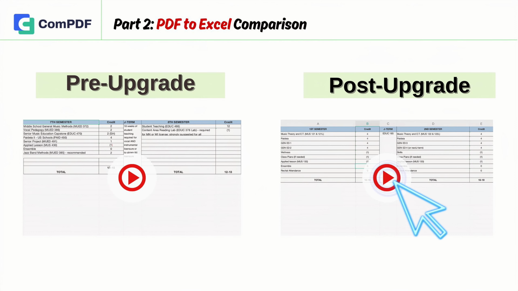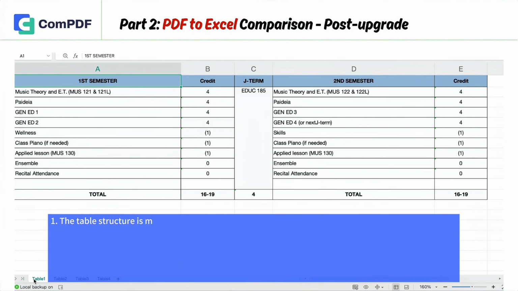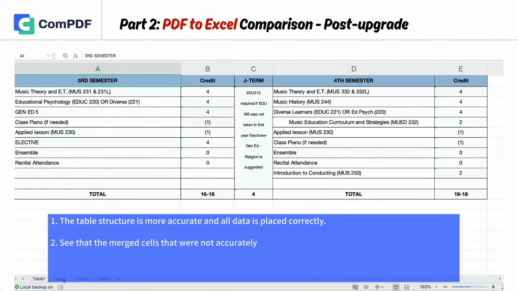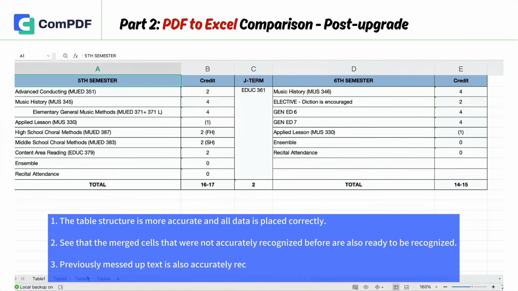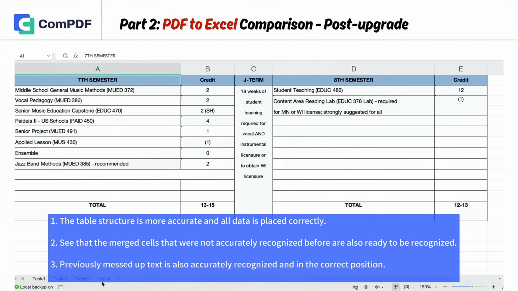Now, look at the upgraded version. The table structure is more accurate and all data is placed correctly. See that the merged cells that were not accurately recognized before are also recognized correctly. And the previously messed up text is also accurately recognized and in the correct position.